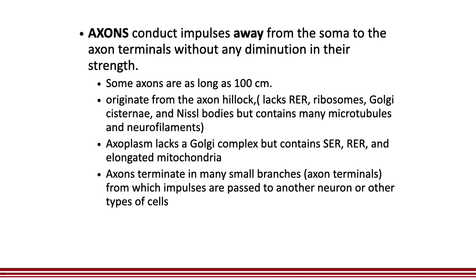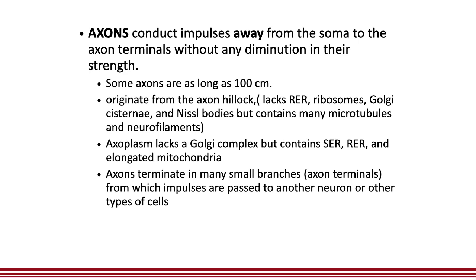It is in the axonal terminal where you will have specialized vesicles for neurotransmitters, which are chemical messengers that are transmitted across the space between one neuron to another.